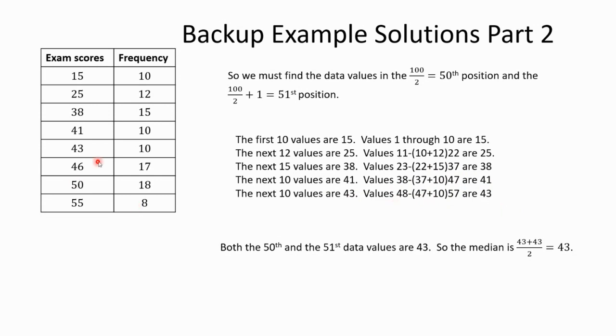Now we could keep on going if we want to, but we really don't have to, because the 50th and the 51st data value we see here both equal 43. Now I'm taking the average, but if they're both the same, you really don't have to. But the median you get here is 43. Again, I'm just illustrating the process we saw last time, which is in the notes I emailed you before the previous lecture. So you do have the notes there.